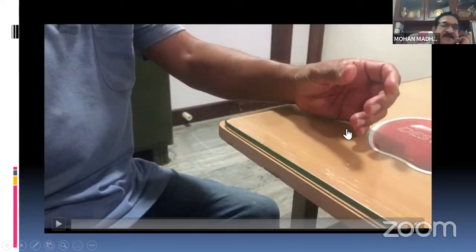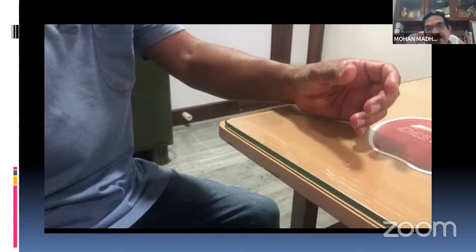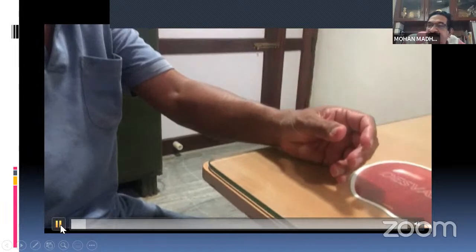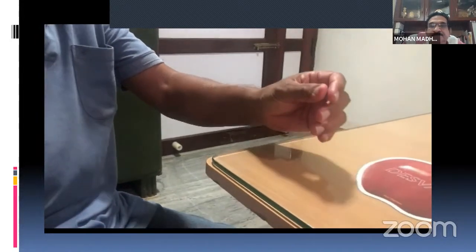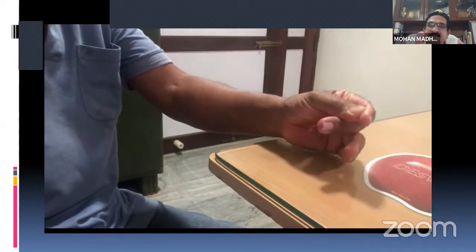Now, if you can understand this language, you can see what he says. He says that his fingers get stuck together. Suppose you're driving the car and putting the gear with the left hand, he cannot release the hand. You have to take the help of the right hand to release it. He'll demonstrate.